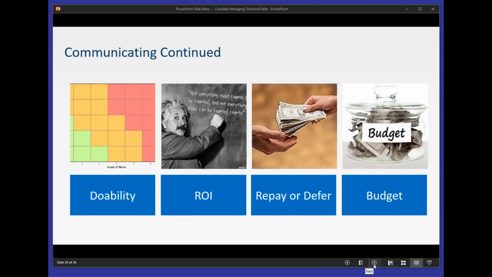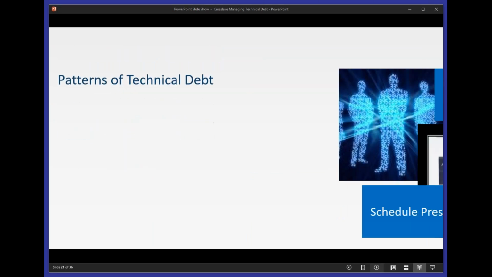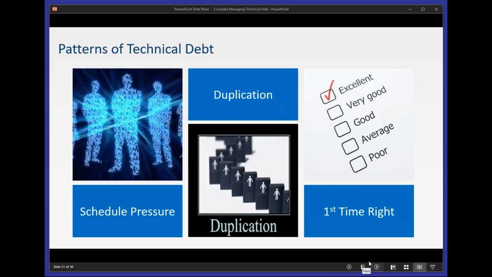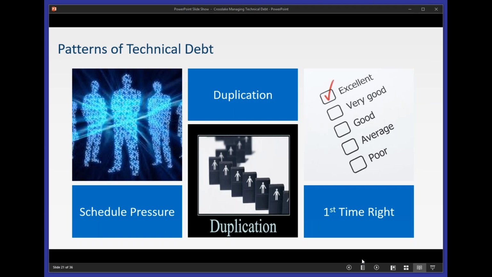Okay, I'm going to move forward, and I'll pause again towards the end just because I'm conscious of time in the last 10 minutes. So just some patterns of technical debt to share with you. Schedule pressure actually relates to the question that you just asked, Hazem, which tends to be why unmanaged technical debt grows in an organization.